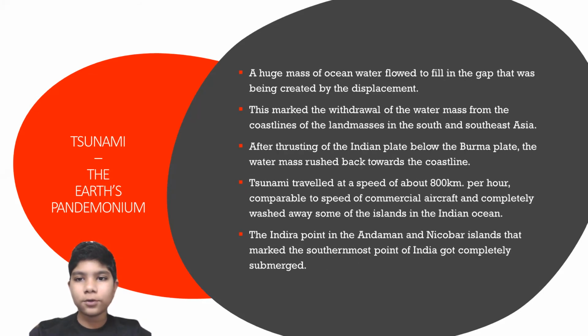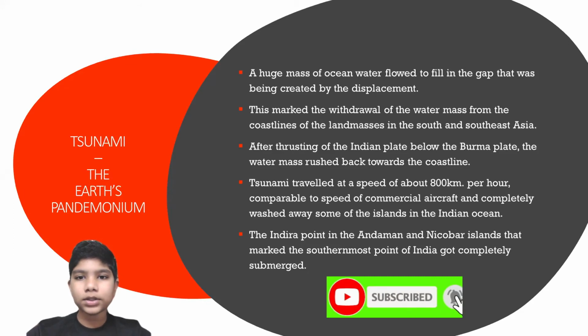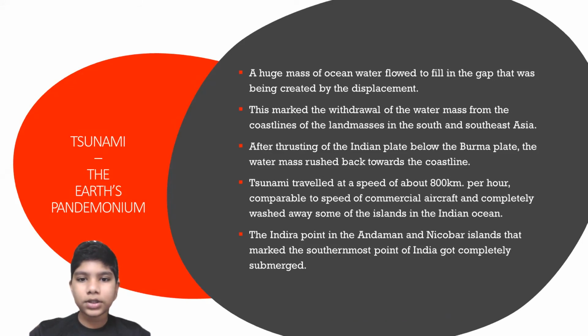Mass of ocean water flowed to fill in the gap that was being created by the displacement. This marked the withdrawal of the water mass from the coastlines of the landmasses in South and Southeast Asia. After thrusting of the Indian plate below the Burma plate, the water mass rushed back towards the coastline. The tsunami traveled at a speed of 800 kilometers per hour, comparable to the speed of commercial aircraft, and completely washed away some of the islands in the Indian Ocean.